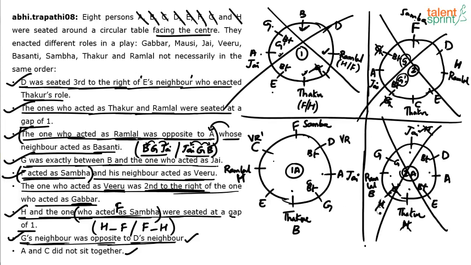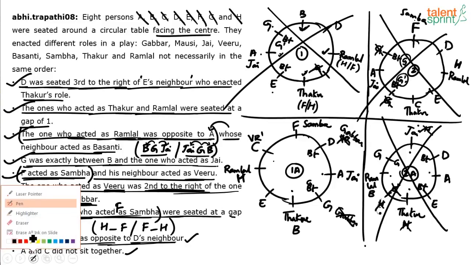But the problem here is, if you take Gabbar in this position, what happens? These are the only two positions possible for Basanti. But in one place you have taken Viru, in the other place you have taken Gabbar. So where should Basanti come? Basanti cannot come, which means Gabbar cannot come here and Viru cannot come here. Are you able to follow? That means definitely Viru is this. If Viru is this, then Gabbar should be D, because Gabbar was second to the left of Viru.